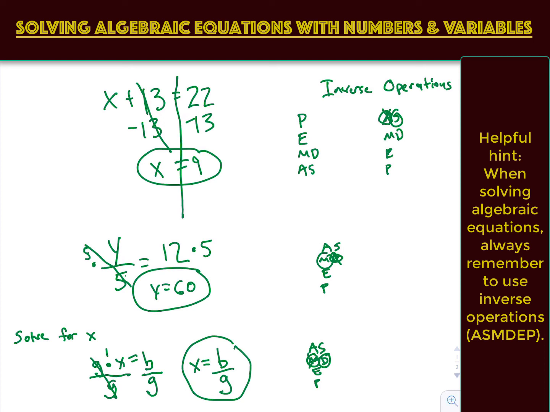So that's how we do inverse operations with algebraic equations for both numbers and variables. Hopefully this is helpful to you moving forward. Thanks so much for watching.